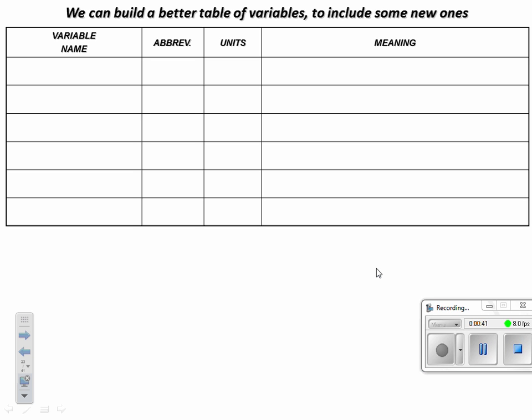Okay, so new ones, old ones that we'll keep for sure. Displacement, delta x, meters, change in position. We'll keep time, t, measured in seconds. Duration of whatever you want. Duration of travel, how about that?